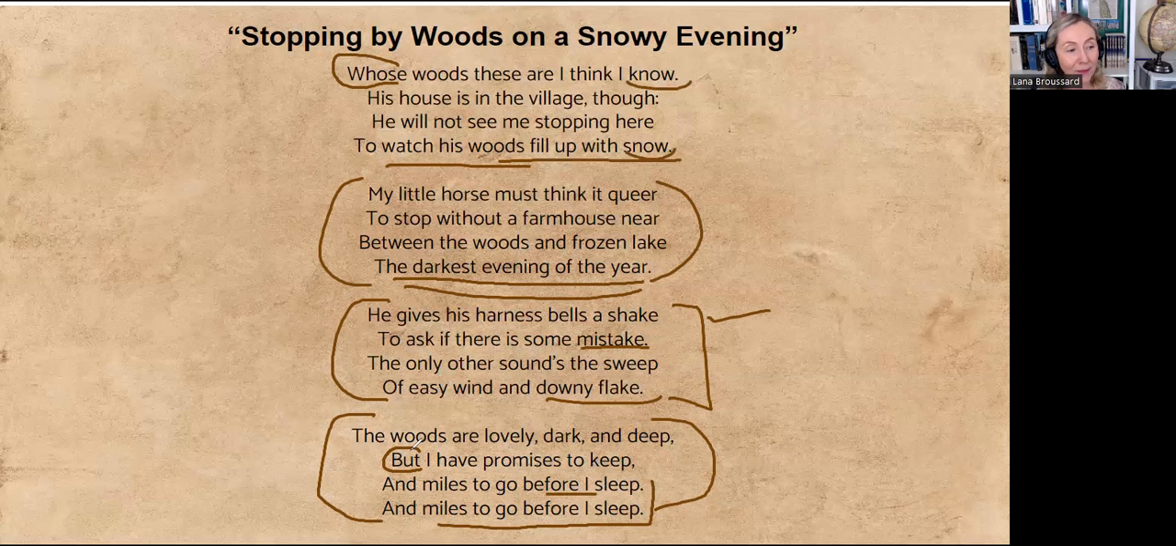Okay, wow. So we have this wonderful description of the woods. How does that line make you feel? Okay. Maybe comforting. Okay. All right. Maybe interested in something. Okay. And then there's that shift. What does this mean? I have promises to keep. He has things to do. Okay.